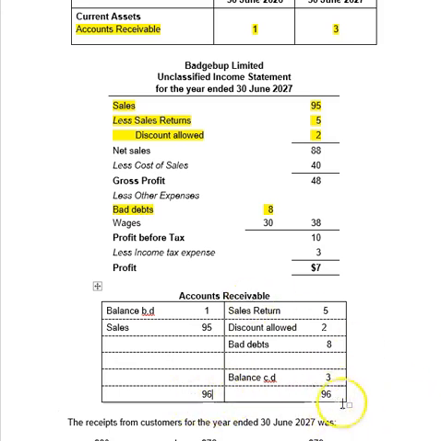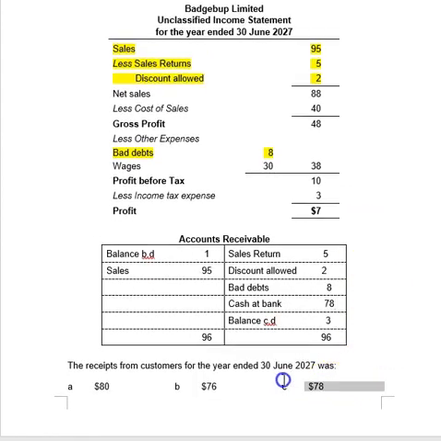And then once you get your total, you need to balance out the account. So 96 minus 5 minus 2 minus 8 minus 3. So this is 10, 18. 96 minus 18 equals to, so the amount that you receive cash at bank equals to 78. So the answer is C.